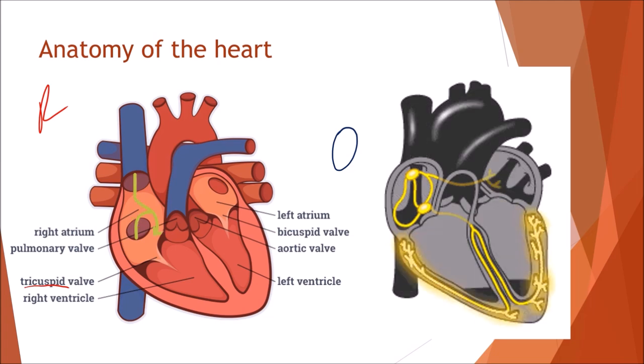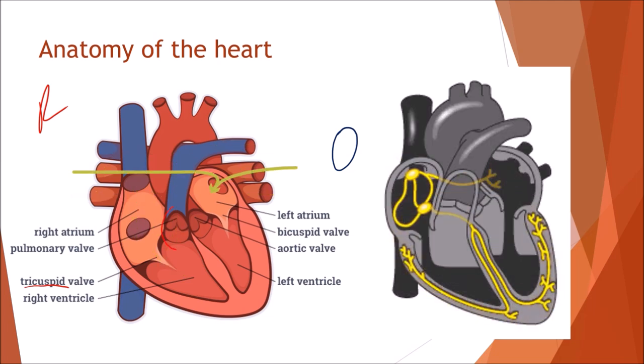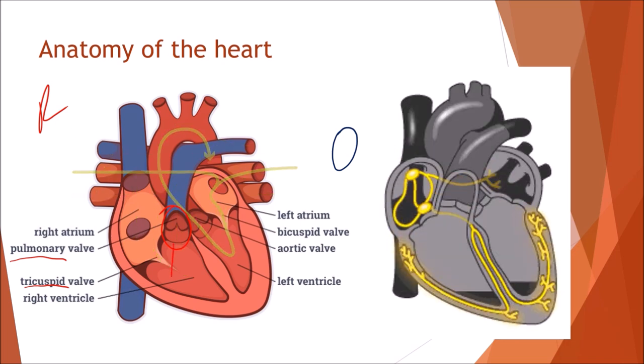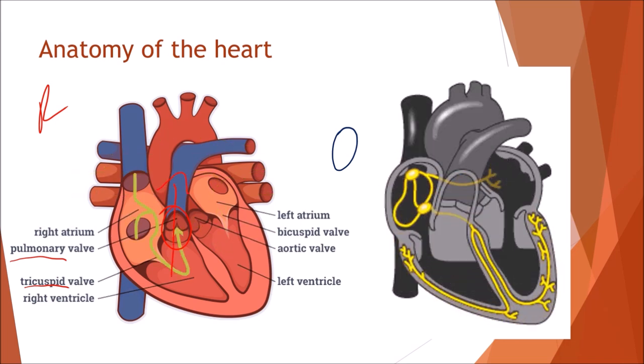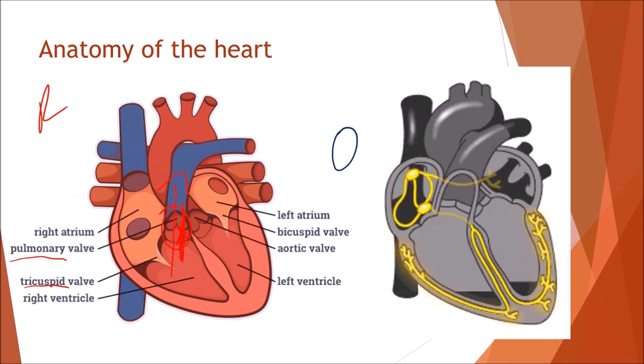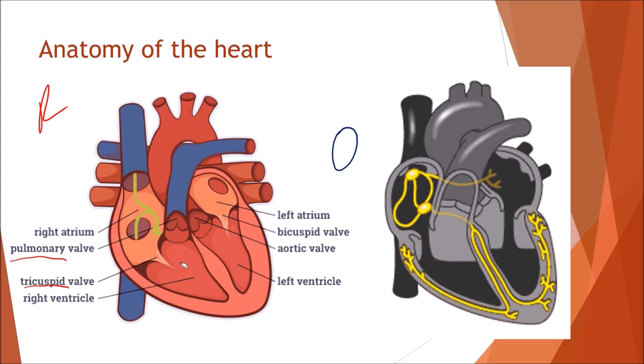In between the ventricle and the pulmonary trunk, there's another valve right here. And this one is called the pulmonic valve. And again, this one's going to allow blood to flow in one direction, but it's not going to allow it to go back. Right? We don't want it to go back. So that's the pulmonic valve.